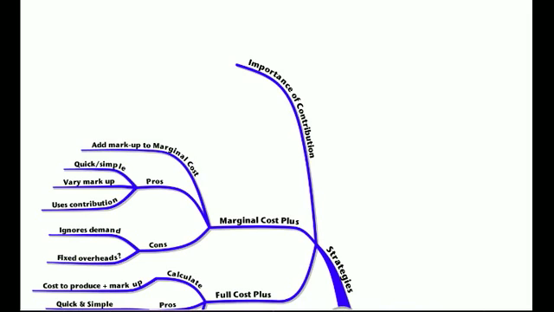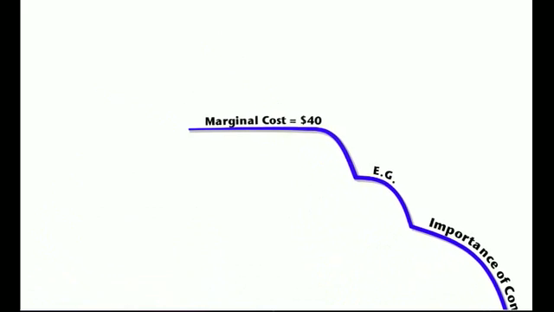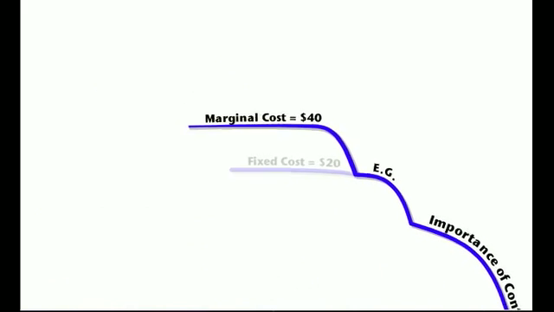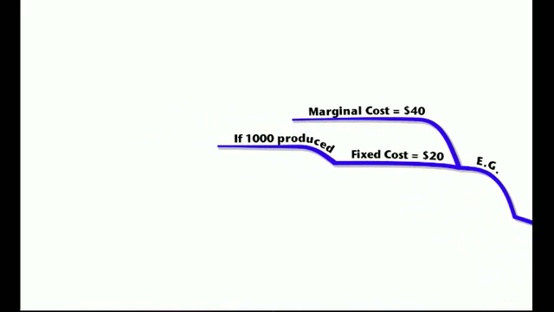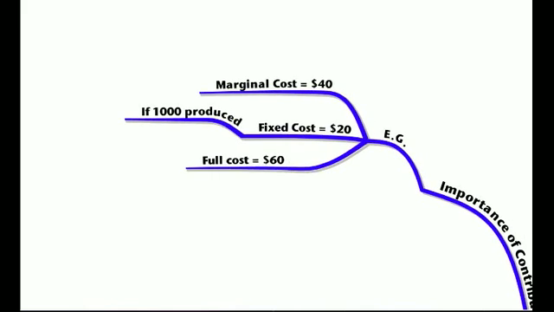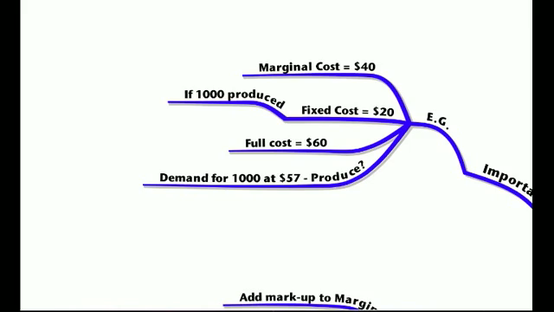Why is that important? Well, let's look at a quick example. If we have a marginal cost of $40 and a fixed cost of $20 based on 1,000 units of production, well, that gives us a full cost of $60. Okay, so the full cost is $60. If there's demand for 1,000 units at $57, should we then produce? Well, there'll be two answers to this. If you're using marginal cost plus, there'd be one answer. If you're using full cost plus, there may be another.